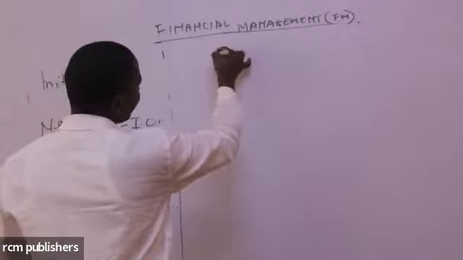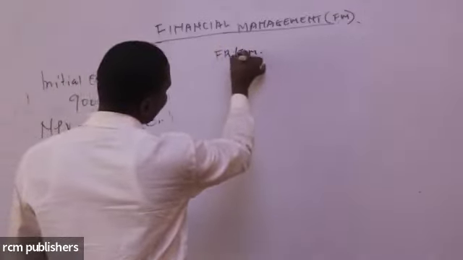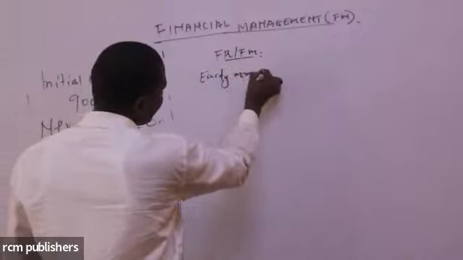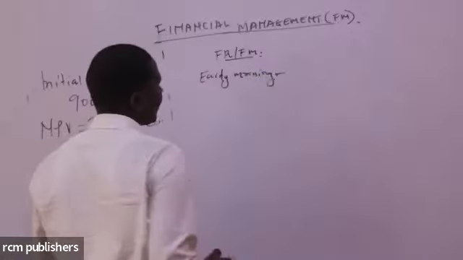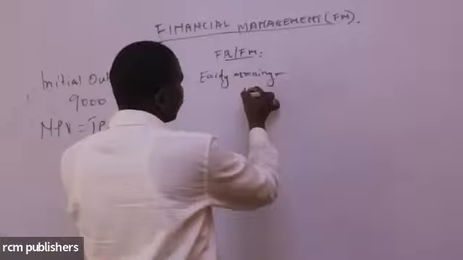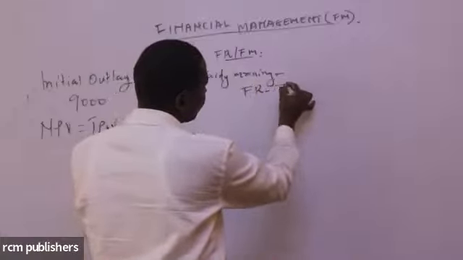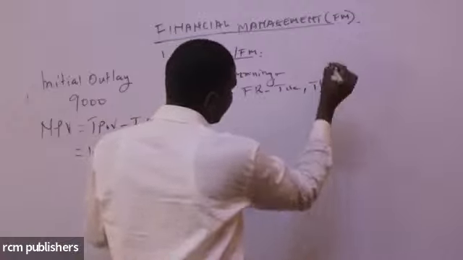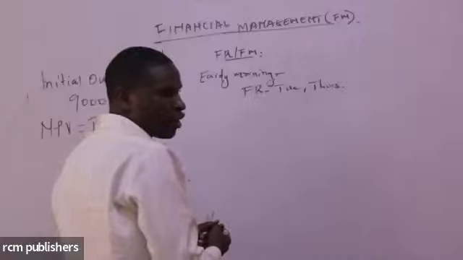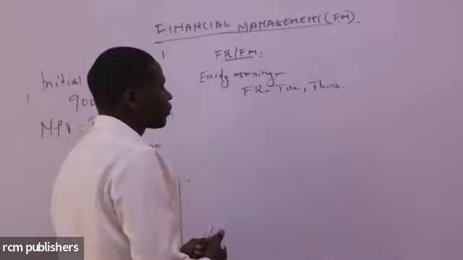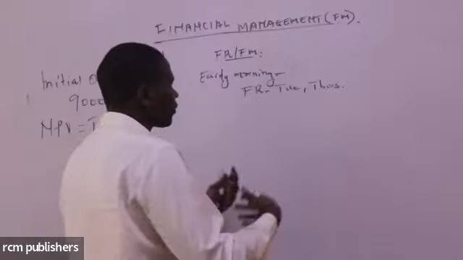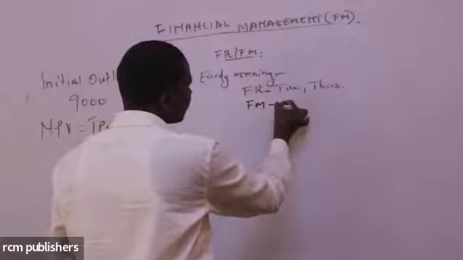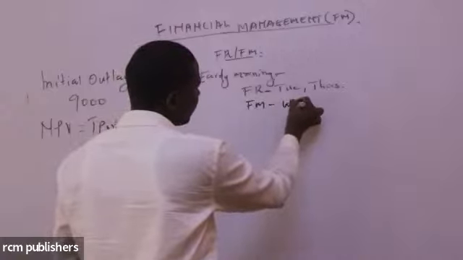If I talk about financial reporting and financial management, I start with the early morning classes. In fact, today in the morning we had a class. Early morning class for financial reporting happens on Tuesday and Thursday. That's just what is in the timetable, but we usually come up with other makeup classes to make sure that you get the concept very well. Then financial management happens on Wednesday and Friday.